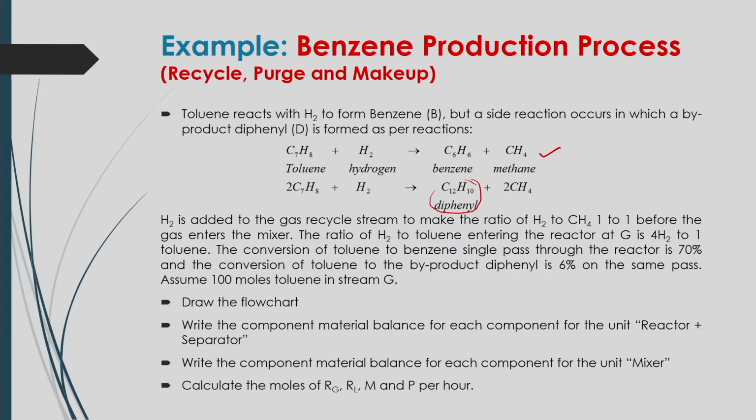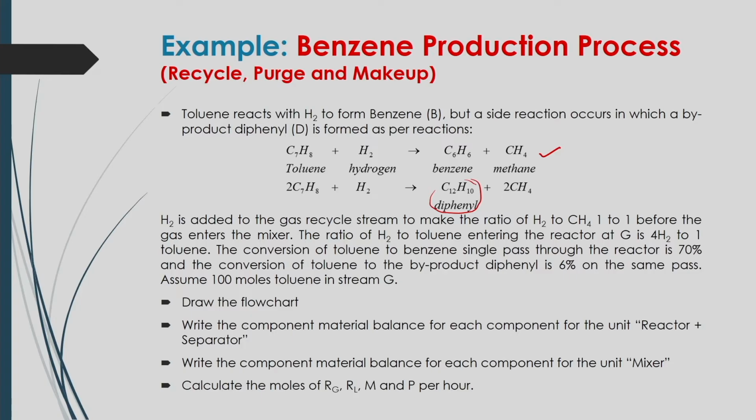Now, hydrogen is added to the gas recycle stream to make the ratio of hydrogen to methane 1:1 before the gas enters the mixer. The ratio of hydrogen to toluene entering the reactor, in the stream G as per the problem given, is 4 moles of hydrogen to 1 mole of toluene. The single pass conversion of toluene to benzene through the reactor is 70%.